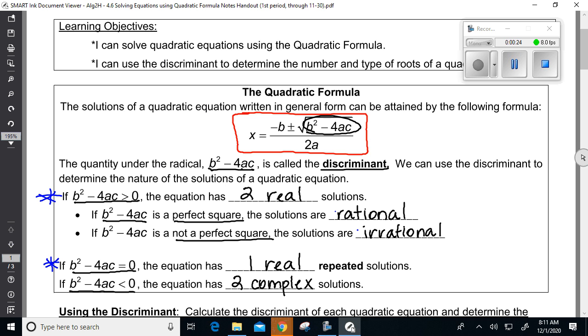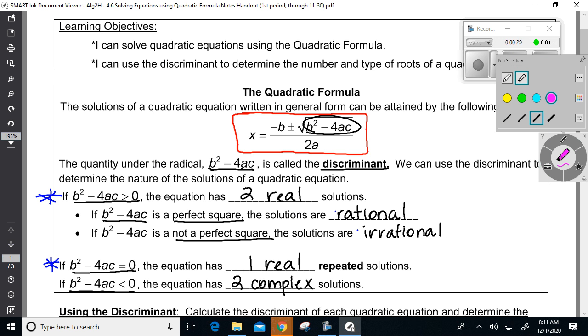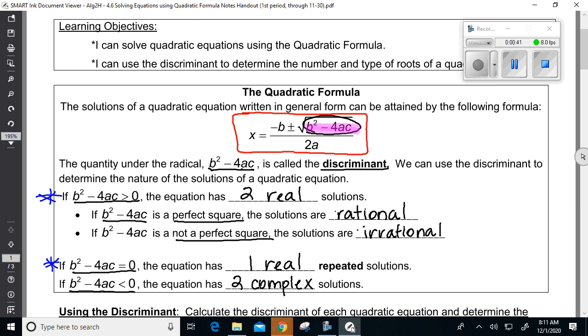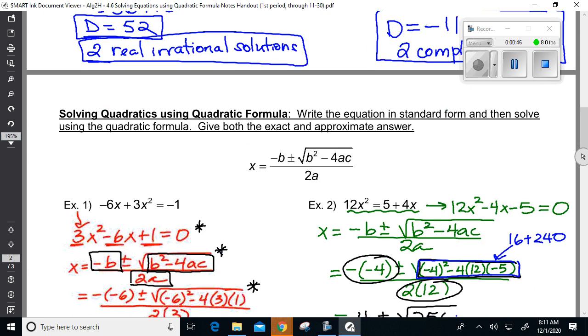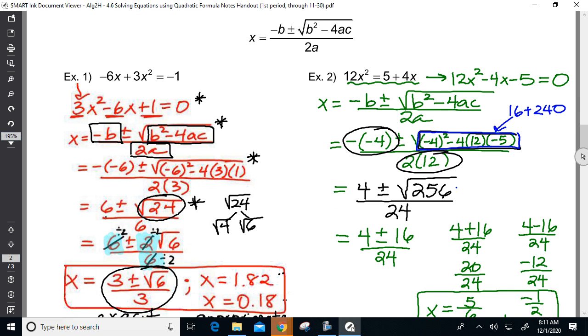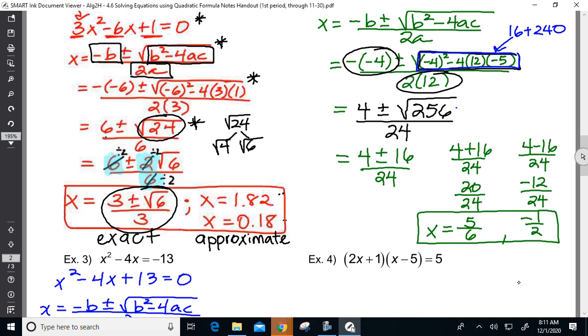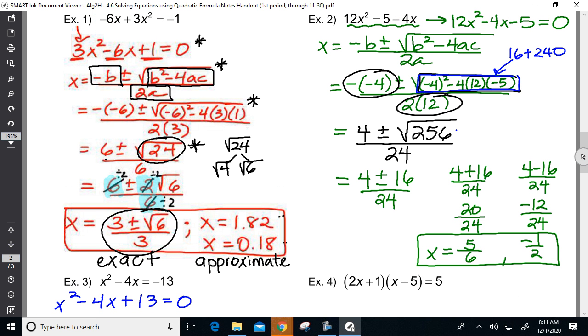If we're only looking inside of the square root, then we're looking at the discriminant. So b squared minus 4ac, that's the discriminant. And that will tell you what kind of answers you should get. So that's where we started yesterday. And then we got into actually solving problems using the quadratic formula. We got through examples 1, 2, and 3 before we ended yesterday.